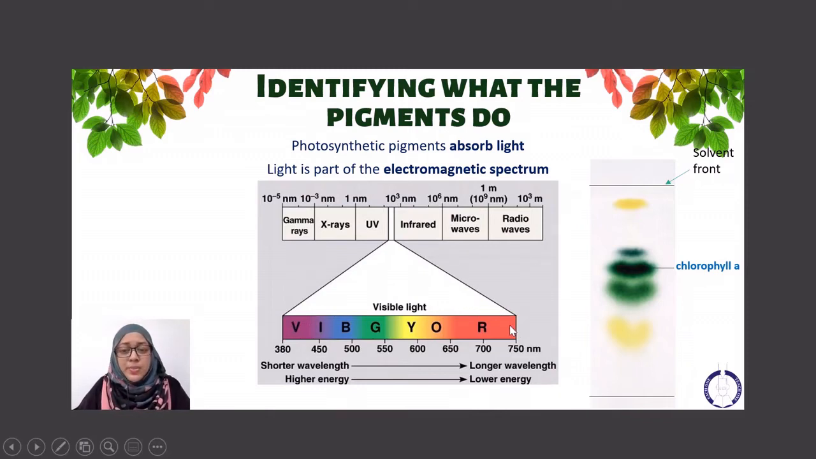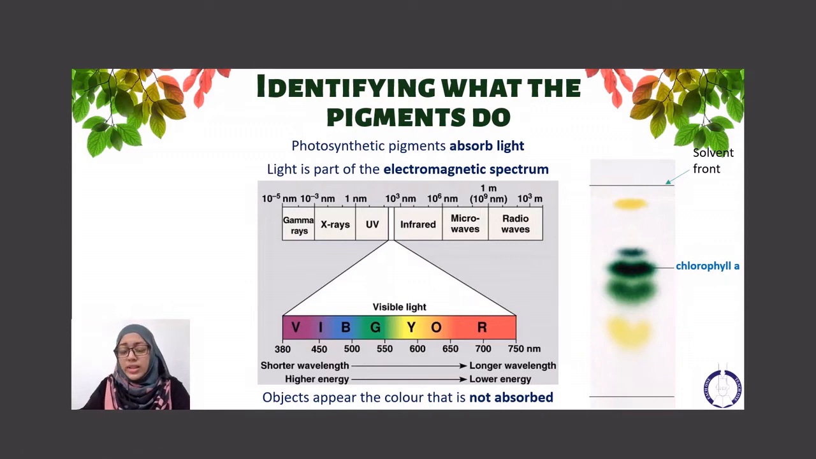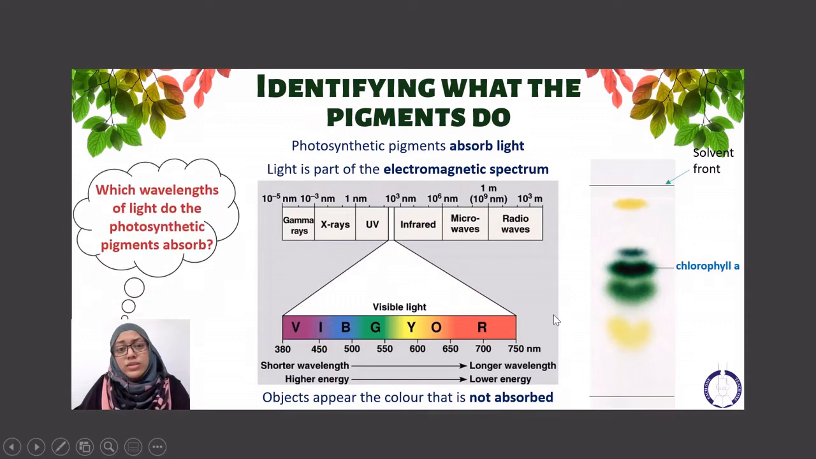And I suspect that because it's green in color, it doesn't absorb those green wavelengths, because I know that if an object has a particular color, it's not absorbing those wavelengths, it's absorbing other wavelengths. So I don't think it absorbs green light, but I still want to know what other wavelengths it absorbs. So does it absorb these rest of the wavelengths still? So what would I do then?